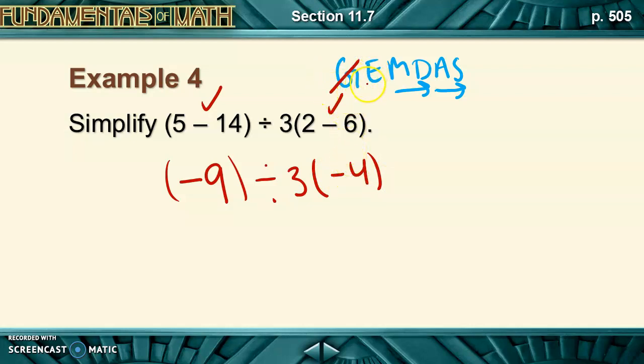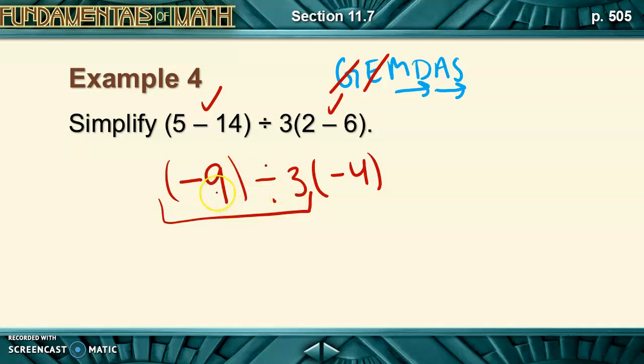Do I have any exponents? I don't see any exponents, no exponents. Do I have any multiplication or division? Well, yeah, I have -9 divided by 3, and I also have 3 times -4. So which one do I do first? Well, the arrow reminds us that we're supposed to go from left to right. So the first multiplication or division problem that I see on the left is -9 divided by 3.